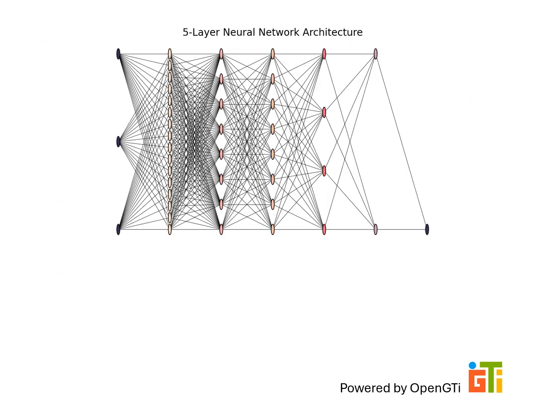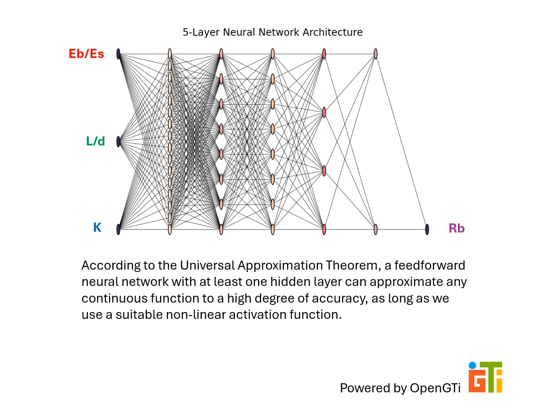So, what is a fully connected neural network? It is a type of artificial neural network where every neuron in one layer connects to every neuron in the next layer. According to the universal approximation theorem, a feed-forward neural network with at least one hidden layer can approximate any continuous function to a high degree of accuracy, as long as we use a suitable nonlinear activation function.